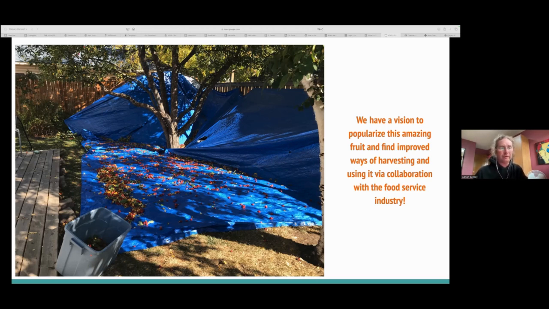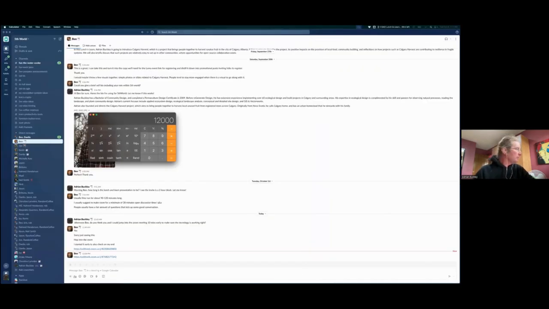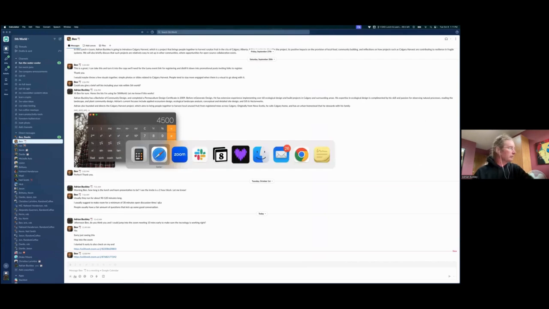We're going to do it again next year, and we're going to scale it up. We did about 15 big crabapple trees. Let me do a little bit of math here. If we have 15 trees multiplied by about 3,000 pounds, it's about just under 5,000 pounds of fruit is what we did.